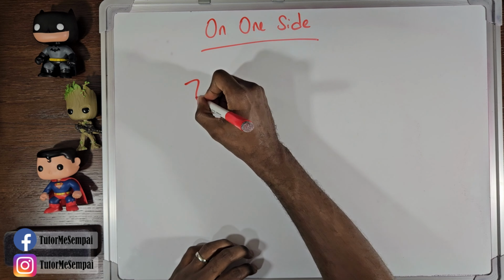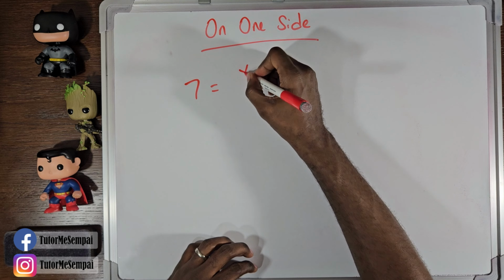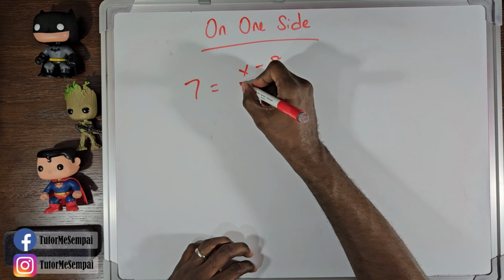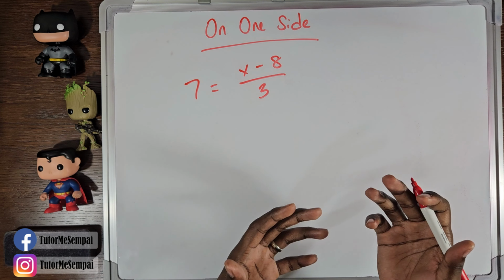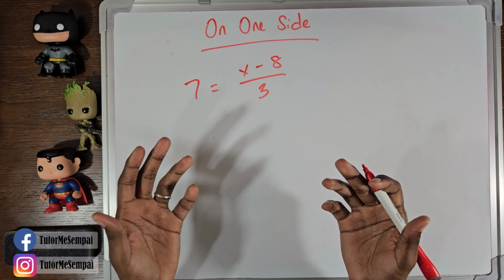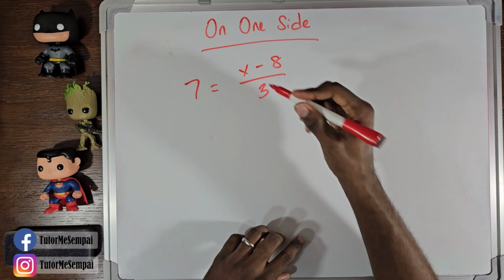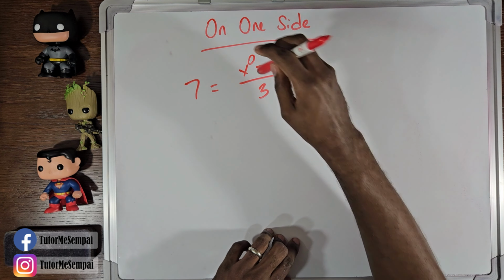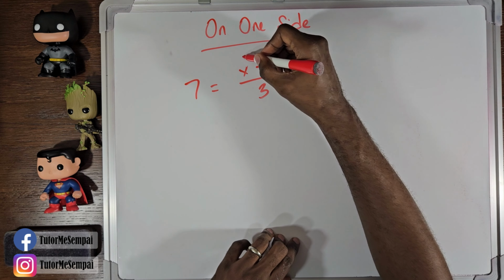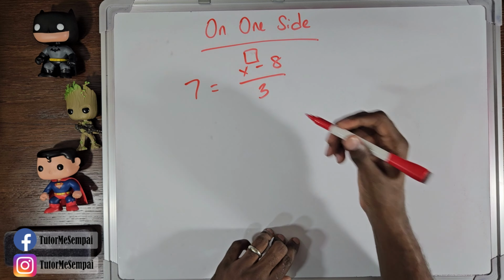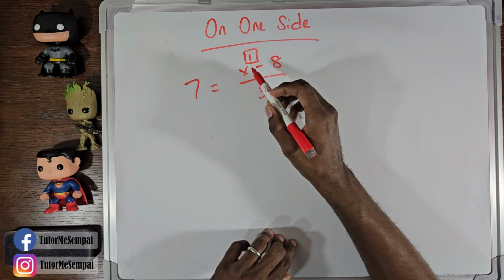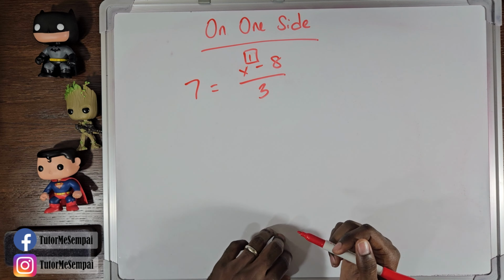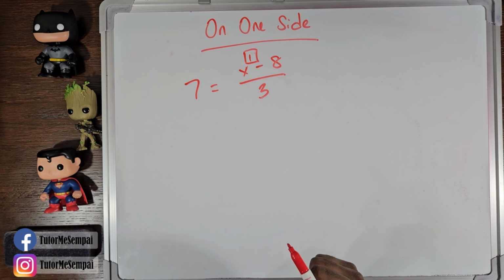So let's say we have 7 equals x minus 8 all over 3. And we want to solve this linear equation. Now, we know this is linear, although it doesn't look like one, because the power here, or the exponent, is 1. It's an understood 1. That means you have a linear equation. So we are technically solving a linear equation.